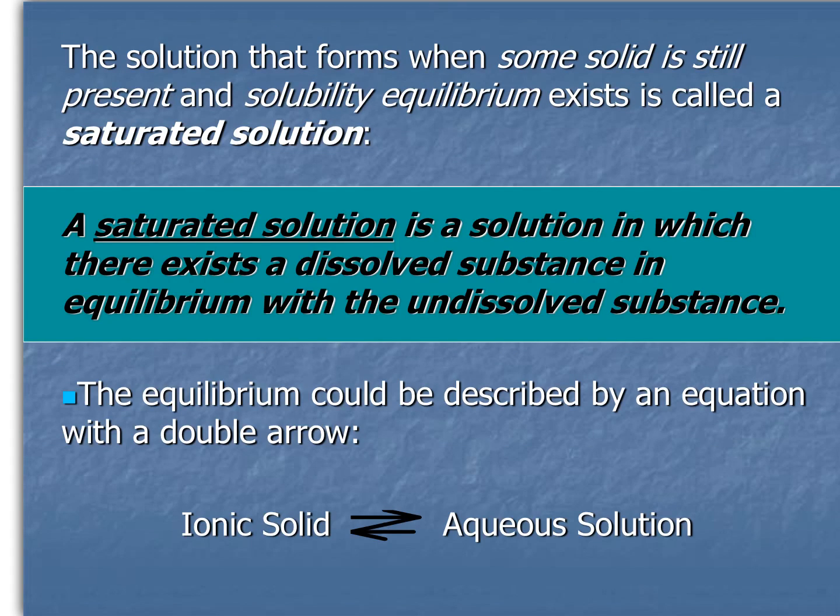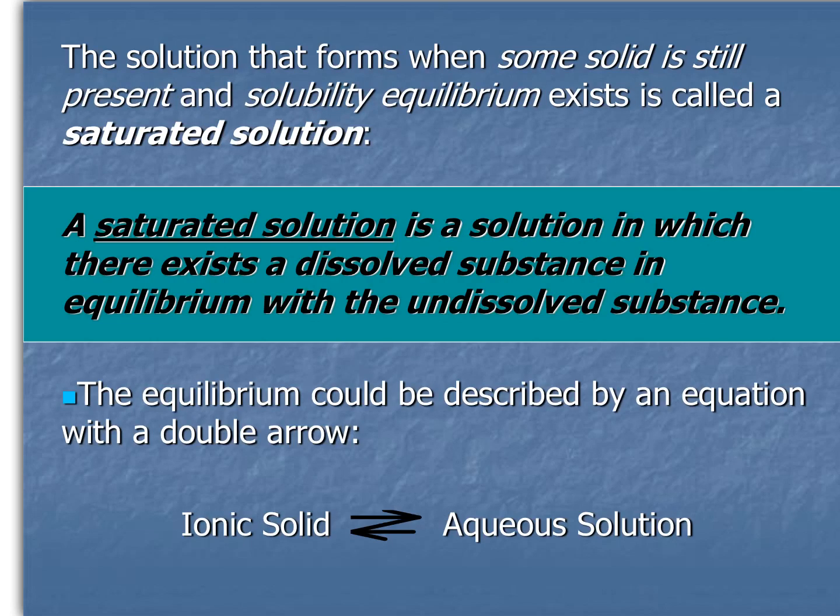So the solution that forms when some solid is still present and where solubility equilibrium exists is called a saturated solution. So we originally learned unsaturated, saturated, and supersaturated. Unsaturated, there is some crystal, there's some solid in there, it's not fully dissolved. Saturated solution, we've dissolved as much as we possibly can. Supersaturated, we've dissolved more than we really should. We've held it in this very unstable state.